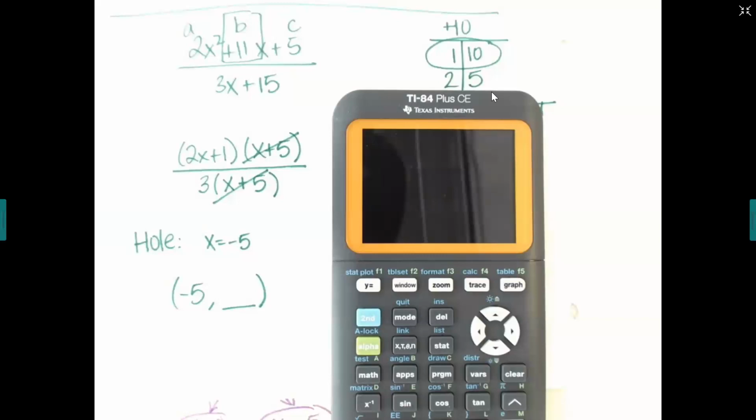And now do the same thing with the other one. When you have the 3x minus 10, set that equal to 0 as well. You ready? So your other one, yes.